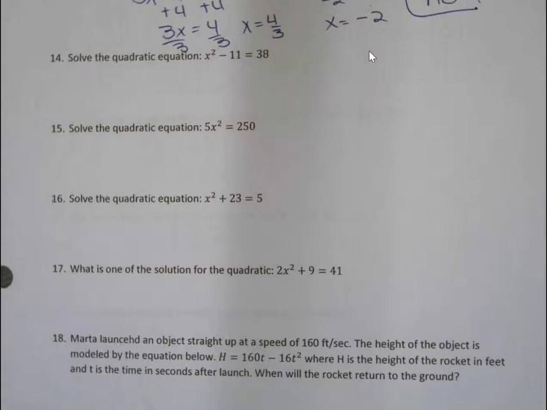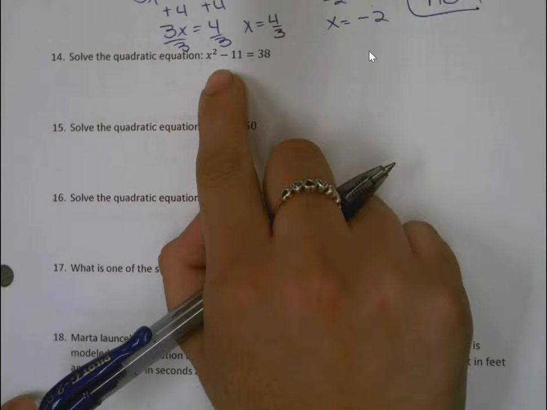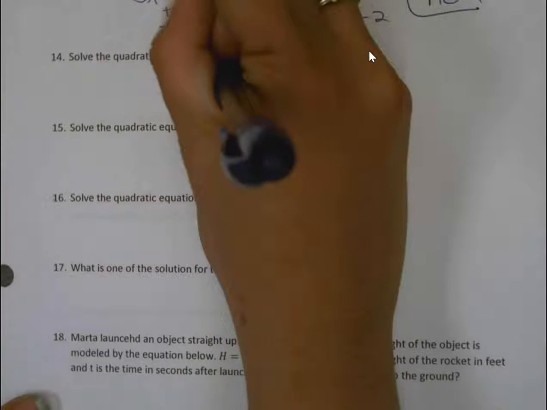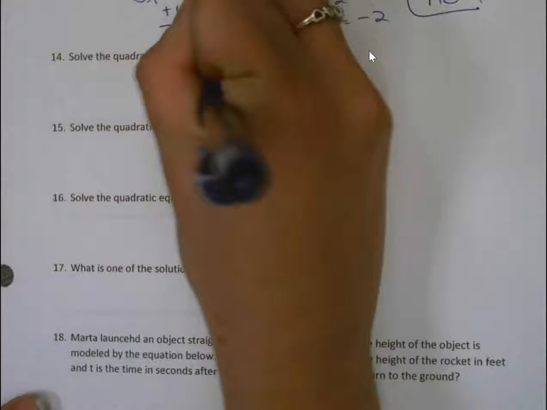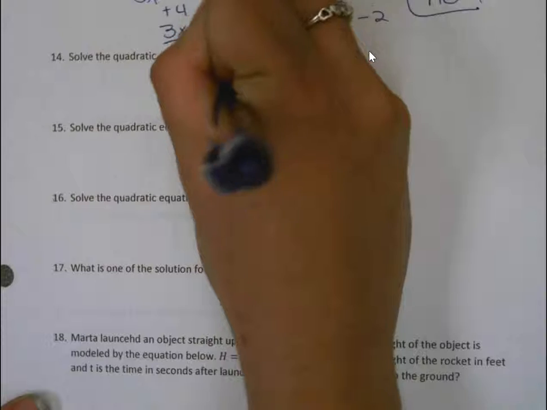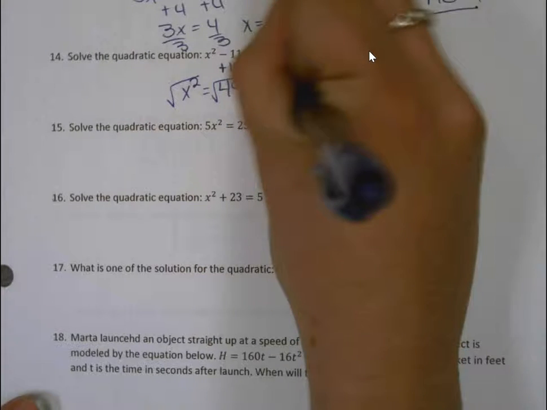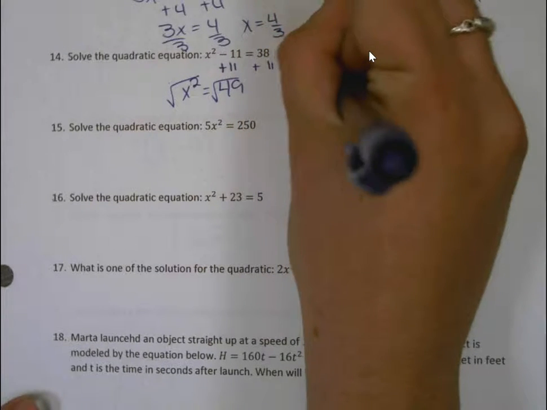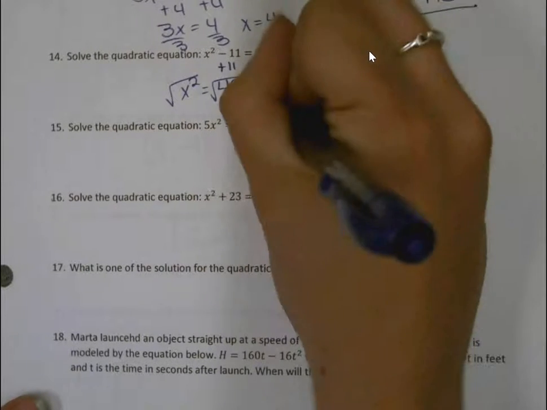Number 14 wants me to solve the quadratic equation. Notice I only have an x squared value here, not an x piece. So what I'm going to do is add 11 to both sides. I get x squared equals 49. Take my square root. Remember, when I take the square root, it's going to be plus or minus because I took the square root. So it could be -7 times -7 or +7 times +7 to give us 49.